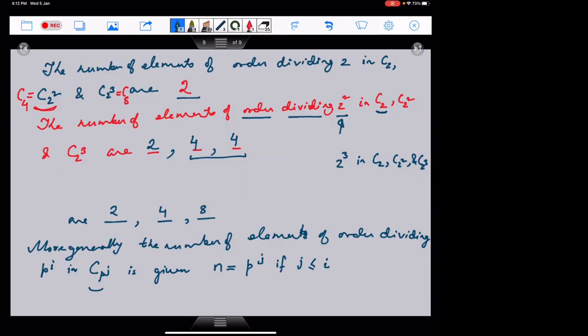Yes, sir. If i is very large, but the group size is just p power j. But I am talking about order dividing p power i. So that means every element will satisfy. So this is not a big deal. How about if i is less than j?